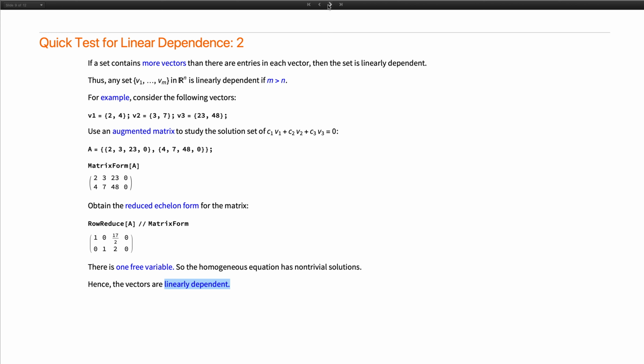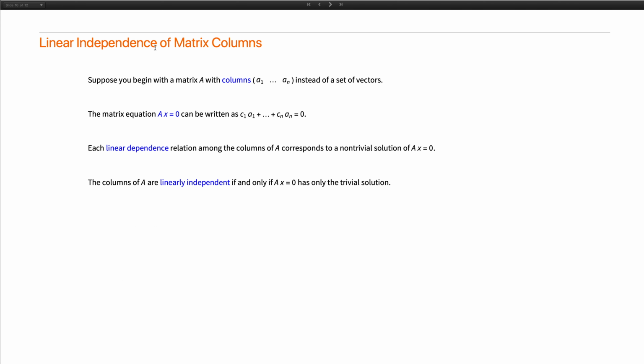Okay, now with all this background, we come to the topic of linear independence of matrix columns. So instead of starting with vectors, let's start with the matrix. And the matrix has columns a1, a2 up to an. So then what you want to check is what happens to the columns if you treat them as vectors. So this equation over here can be written as a linear dependence relation, and hence every time you have a linear dependence relation, you actually have linear dependence for the columns of the matrix.